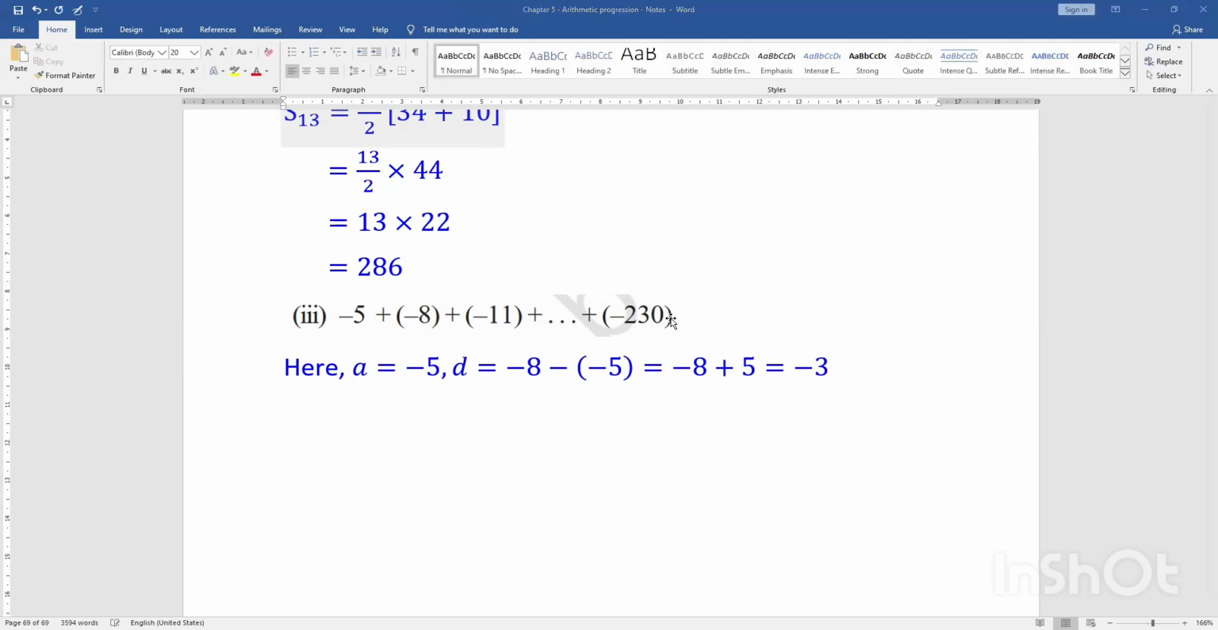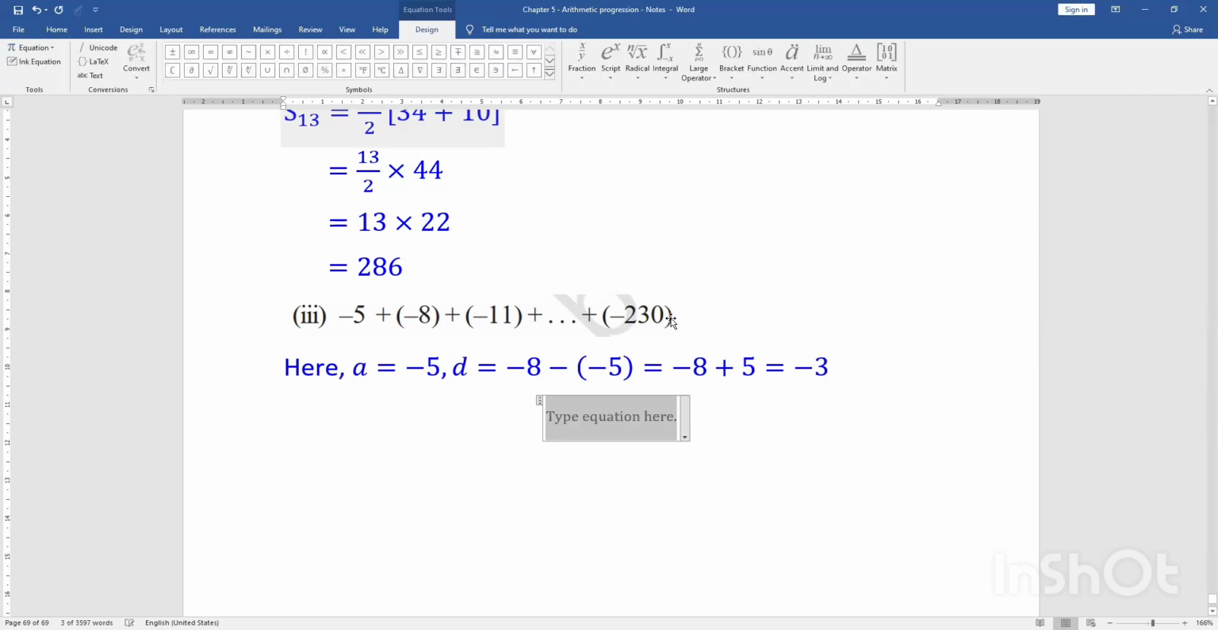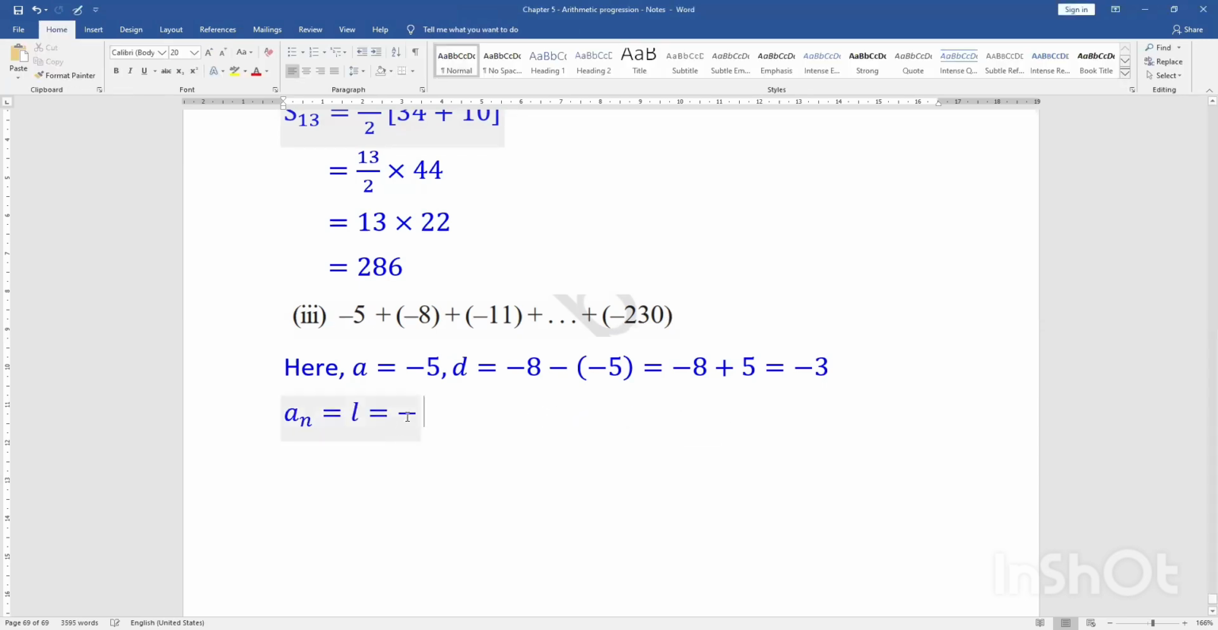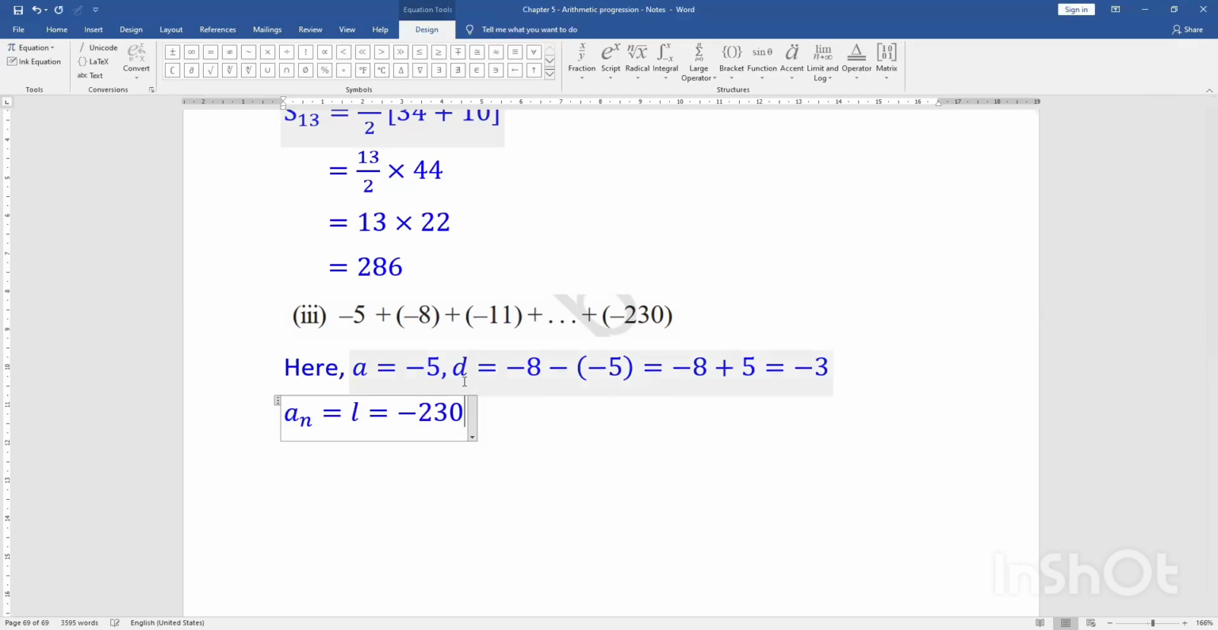So D is equal to -3, right? Next, what is the AN value? Next we need to find out AN and L. What is AN and L? It is -230. So AN and L will be -230.